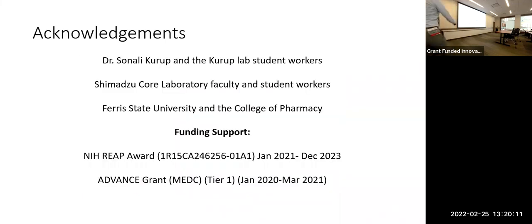And we'd like to finish with some acknowledgements. First, Dr. Kurup and the other Kurup lab workers who helped us get everything to the point it's at now. The folks over at the Shimadzu Core Lab, both faculty and student workers, who helped us with analysis and the use of the instruments over there. To the university and the College of Pharmacy for making this opportunity possible for us, and also for our financial support.